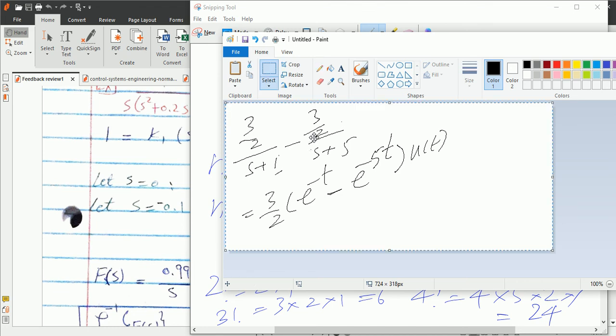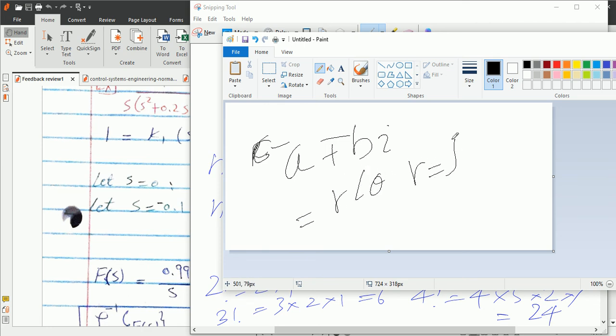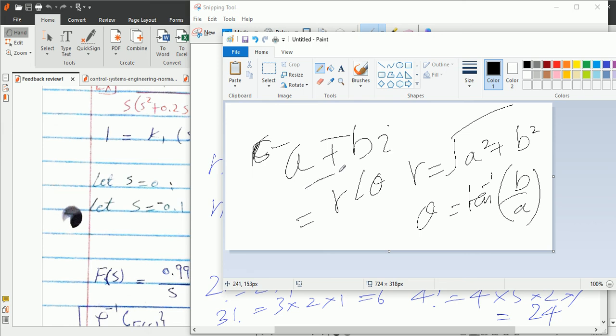Let me tell you something here. For a complex number, like a plus b iota, we can write it as r angle theta. r will be equal to under root a square plus b square, and theta will be equal to tan inverse b over a. So if you need to add two complex numbers, this form is good because you add real parts a1 plus a2, and imaginary parts b1 plus b2 iota.